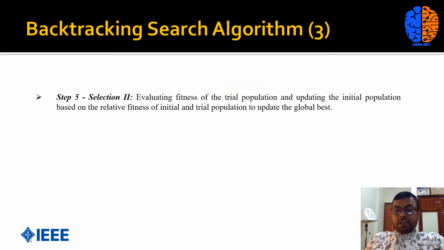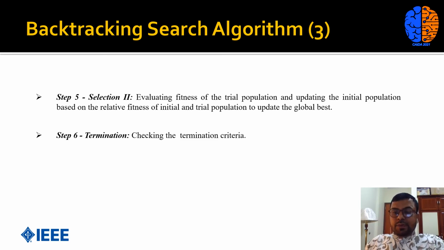In the fifth step, it evaluates the fitness of the individuals of the final trial population. Then it updates the individuals of the initial population from the final trial population and the initial population based on their relative fitness. Then the BSA updates the global best solution if required. Finally, the BSA checks the termination criterion. If such criteria are fulfilled, then it stops the algorithm. Otherwise, it goes back to step number 2.